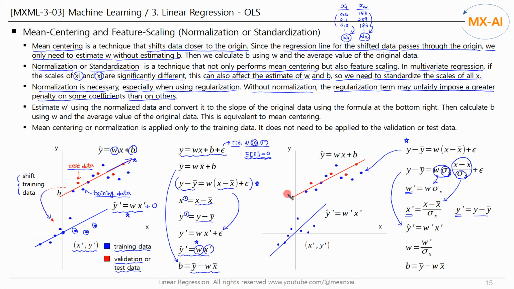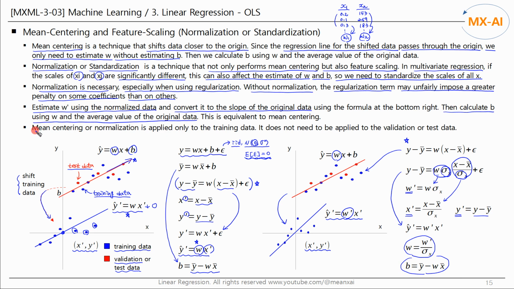Convert them like this. The converted data are x prime and y prime. The regression line for this data looks like this. W prime is different from W for the original data. Estimate W prime using the normalized data and convert it to the slope of the original data using the formula at the bottom right. Then calculate B using W and the average value of the original data. This is equivalent to the mean centering formula on the left.